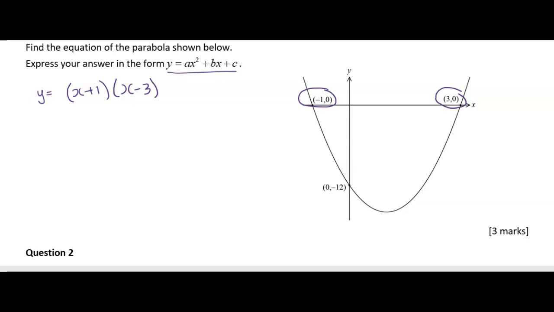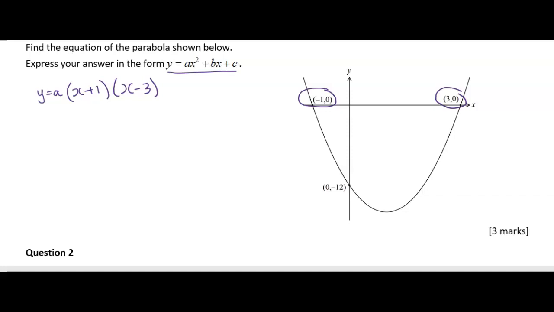Now, the other thing you need to know is even though these are the factors, many parabolas can go through these 2 points. So what we need to do is put in the value of a, just so we know, well, what is actually happening to this parabola, okay? Because there's an infinite number of parabolas that can go through -1 and 3.